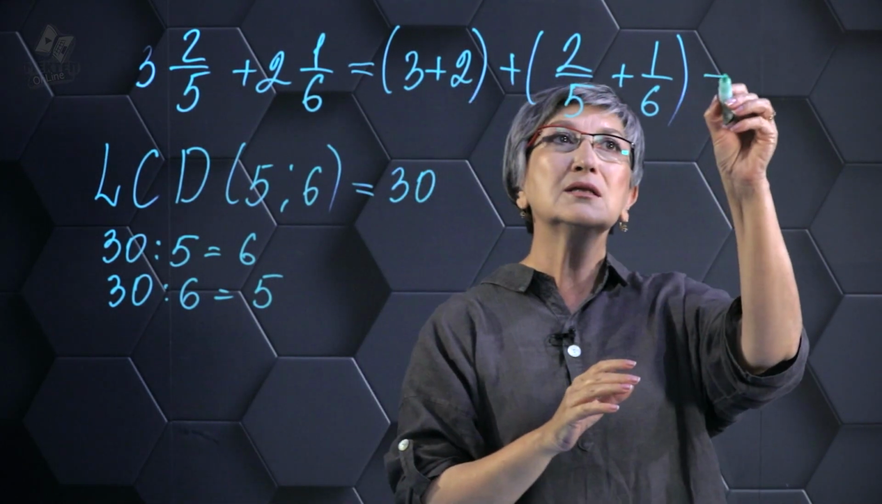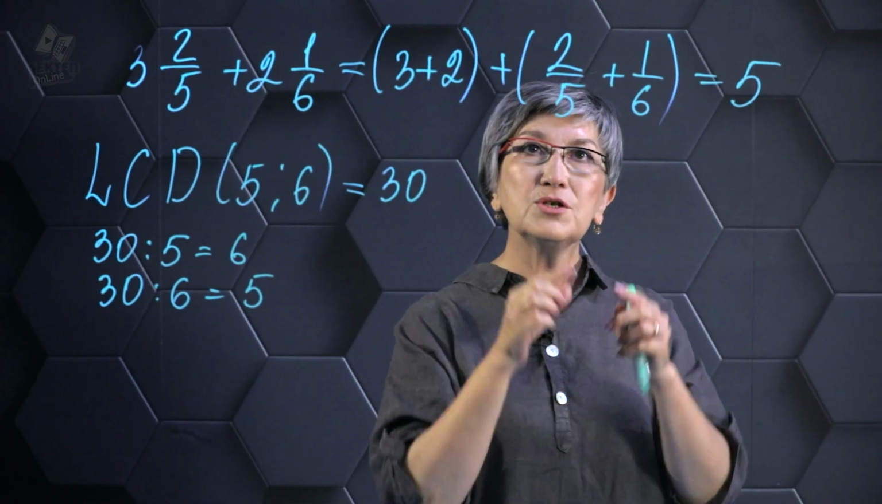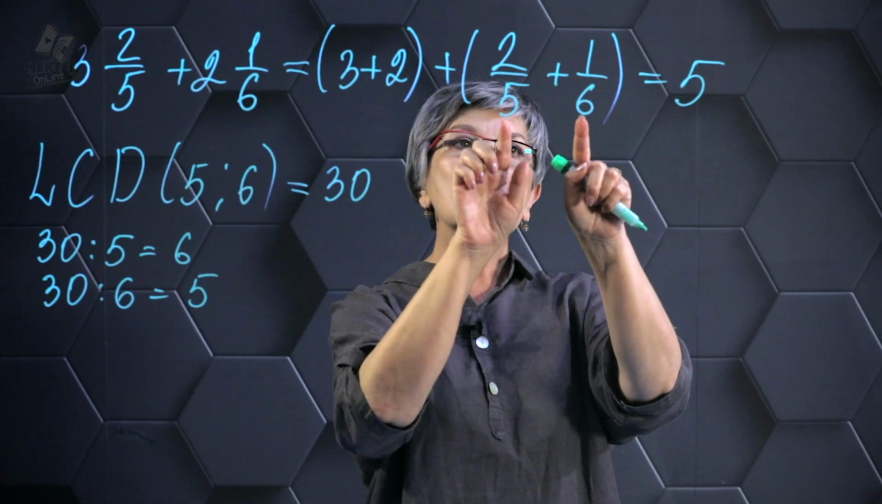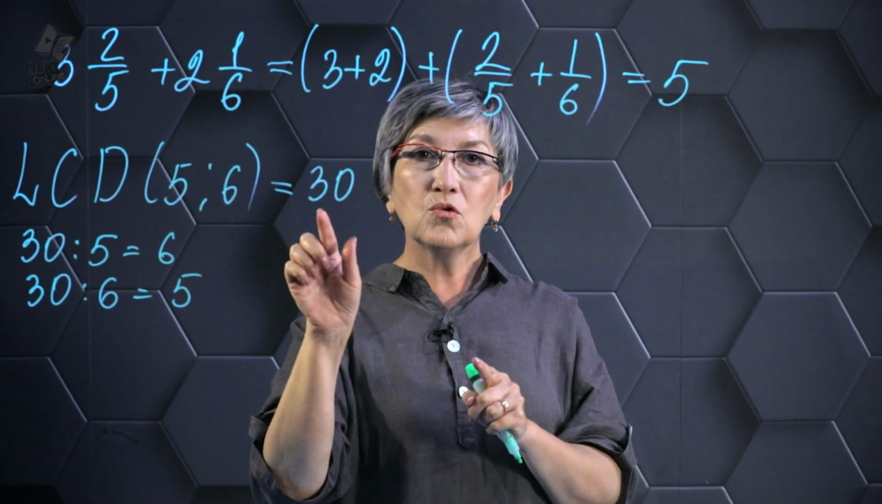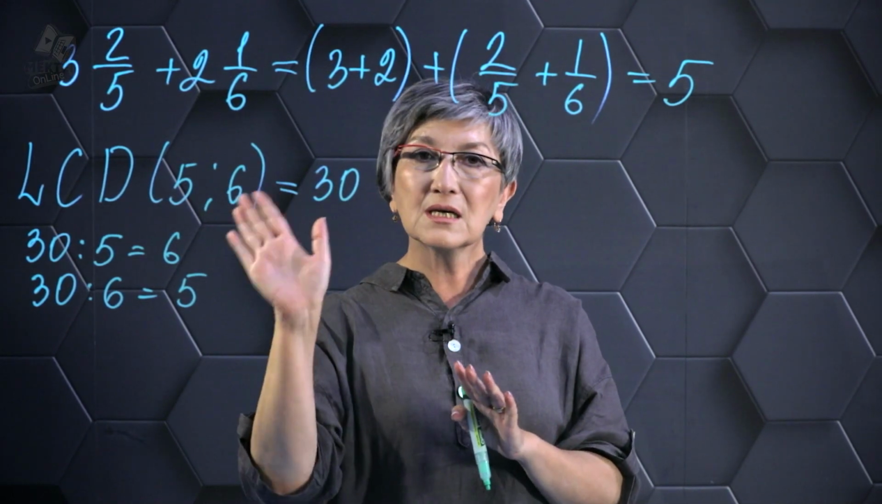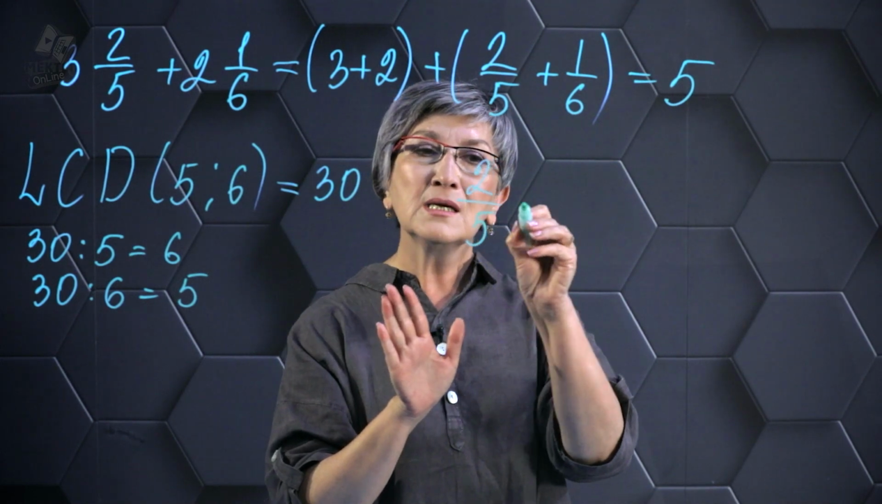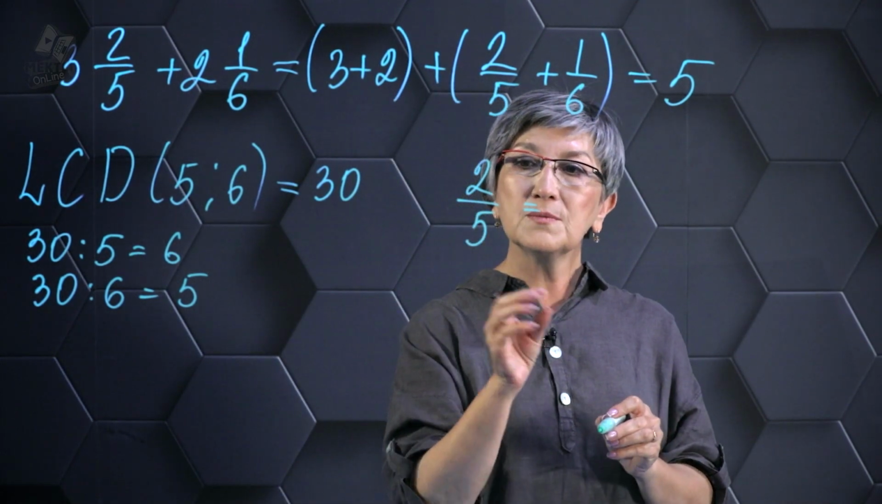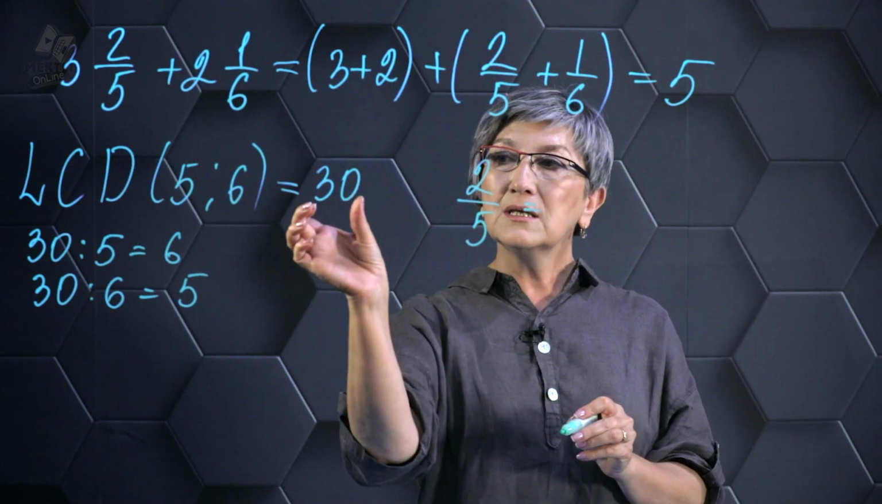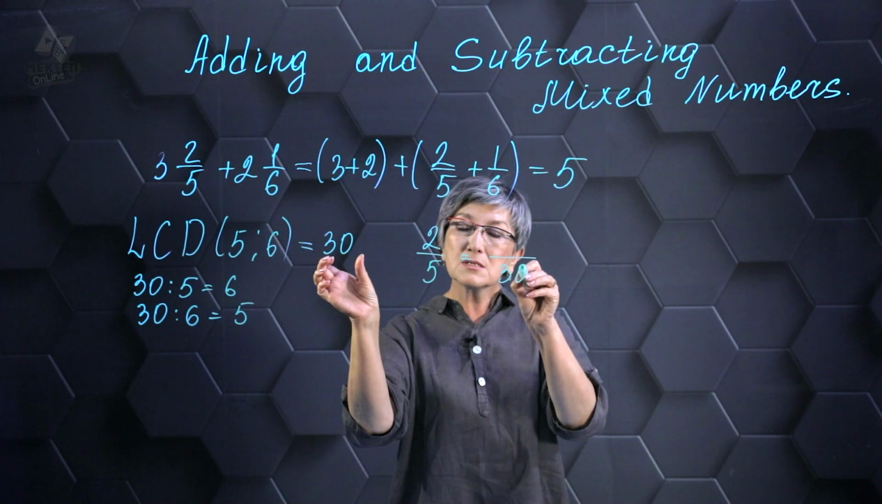I add 2 to 3 and the sum is equal to 5. And in this case, we bring it down to a common denominator. You see, we have different denominators, so the common denominator will be 30. According to our plan, in order to write those 2/5, I need to bring them to a common denominator. So the 5 should be changed to the number 30.